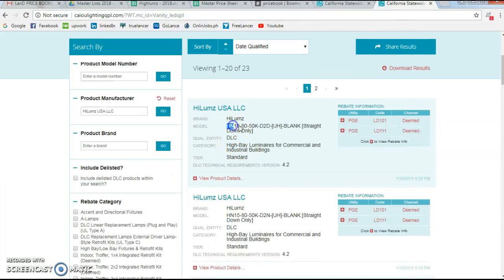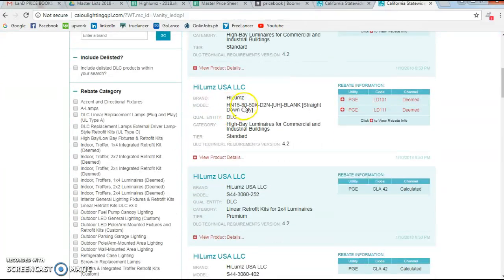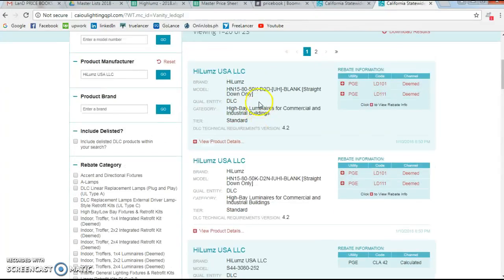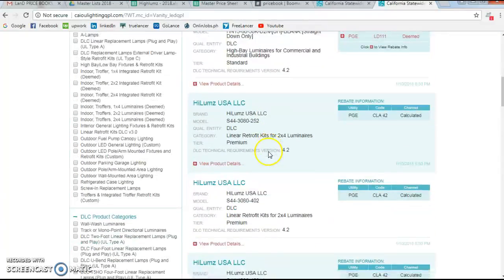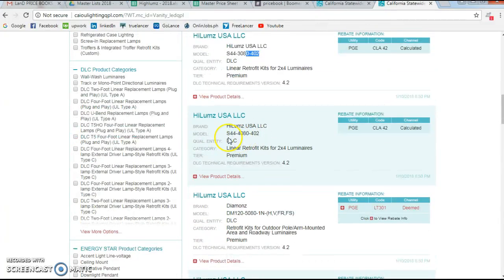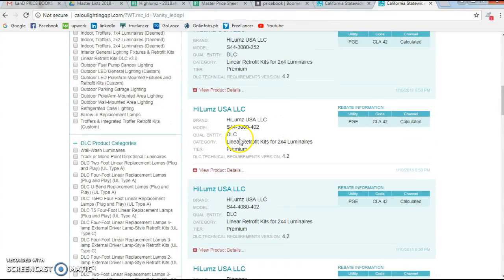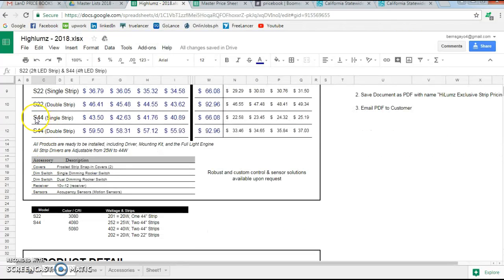Hilumz H and 15, H and 15, 80, 50K, DN 2. Hilumz S44. Oh, I see S44. 1, 2, 3. I see 3 S44.